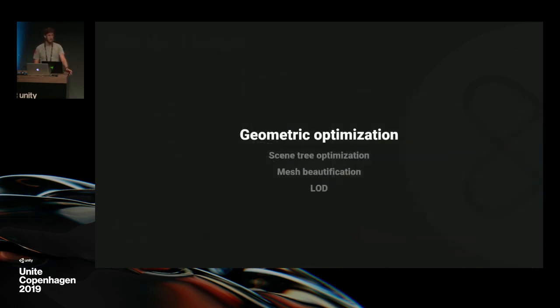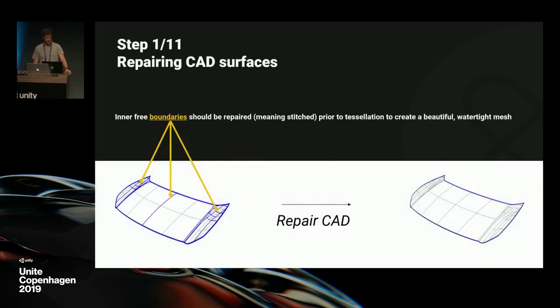So now that we have a better idea of the model we're dealing with, we can start with the first step, which is geometric optimization. So right after the import phase that Cédric told you about, the first step consists of repairing some VRED information that can prevent the creation of a good mesh later on. So basically, the repair CAD function will stitch together unconnected patches, which is important to obtain a watertight mesh during tessellation. So now, Cédric is going to tell you just a little bit more about the repair CAD, in more technical detail.